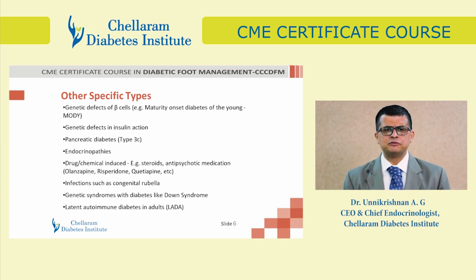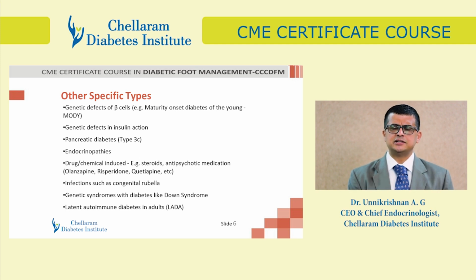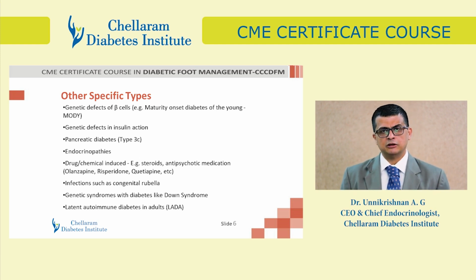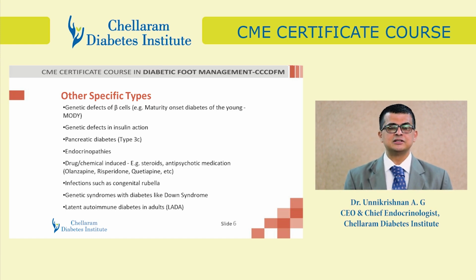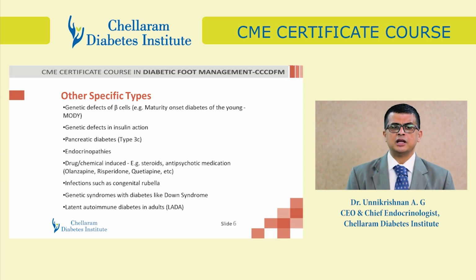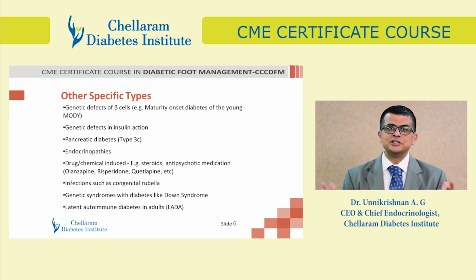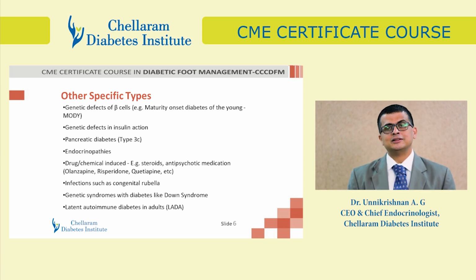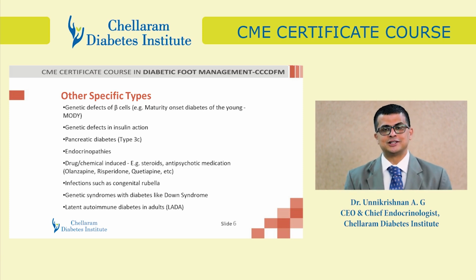There are some syndromes of insulin resistance that can happen. There are some endocrine diseases, for example, acromegaly, where there is excess growth hormone production, which can lead to diabetes. There are some infections like congenital rubella, which can lead to diabetes, and of course, certain common genetic syndromes that we see like Down syndrome, Turner syndrome. These diseases are also associated with the onset of diabetes.